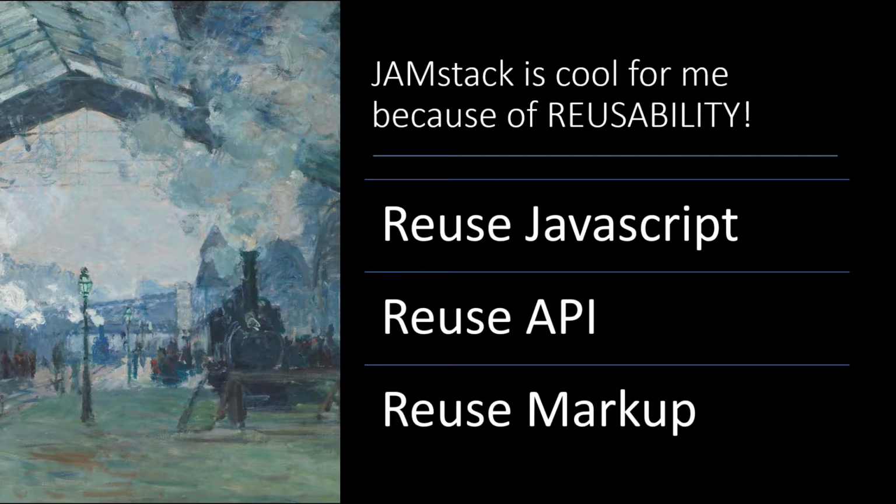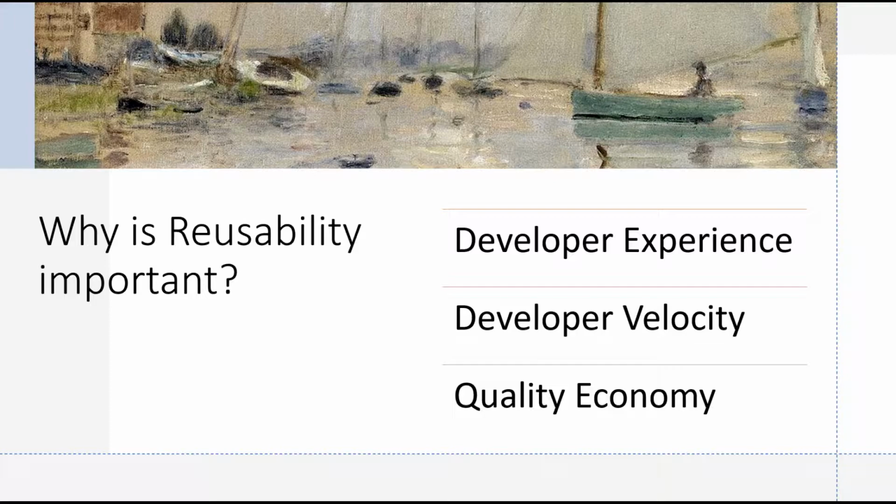Let's dive into each of these deeper in a bit, but first, let's take a look at why reusability is important, not just for developers, but for teams and companies as well. So why is reusability important? I'll summarize it as three things: developer experience, developer velocity, and quality economy. These three things are closely related to one another.